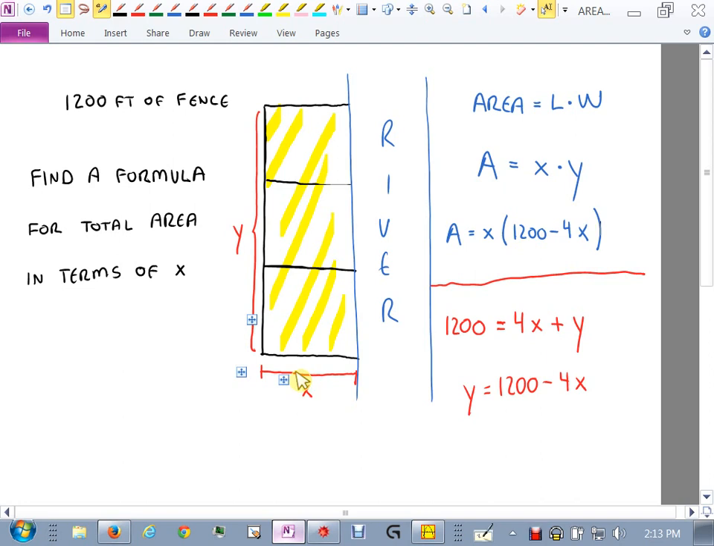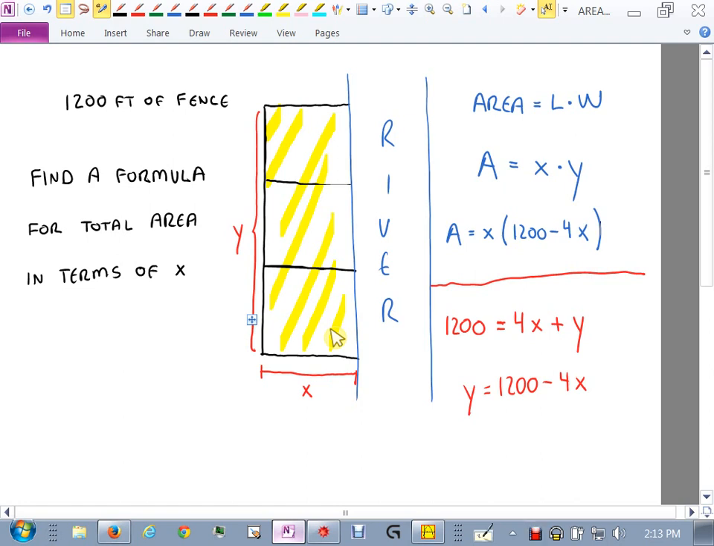I like these fence problems, and here's why. What we're going to do later on in this class is I'm going to say, all right, forget all this. You have 1,200 feet of fence. You want to build it like this, right? Exactly what are the dimensions that would give me the maximum area? The most area possible.